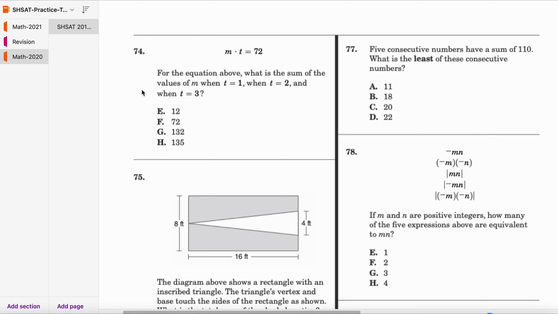Hey guys, so we're going to be starting part 3 of the SHSAT math review for the 2019 to 2020 test. So let's get started. So we're on question 74.